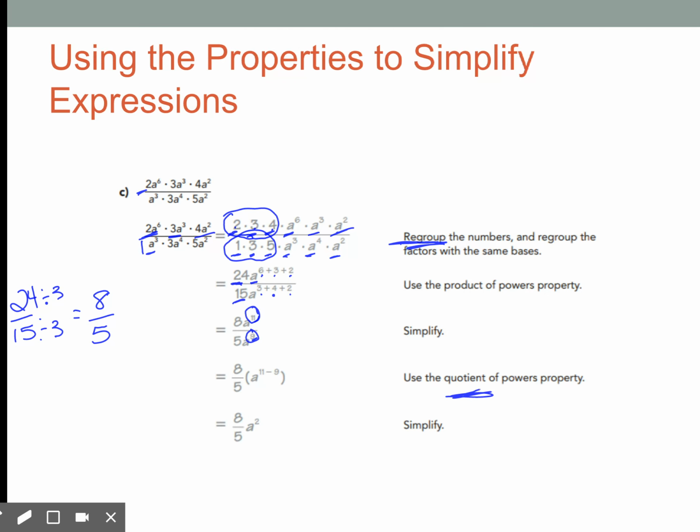So after you've simplified that, we still have these two a's here that we can apply the quotient of powers property. So I'm going to keep the 8/5 on the outside because I can't simplify that anymore. But I'm going to apply the quotient of powers by keeping my base of a and doing 11 minus 9. So my final answer here is 8/5 a squared.